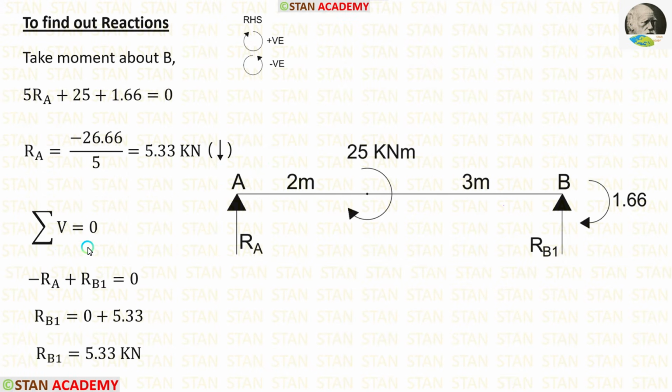Now let us apply the rule summation of vertical forces is equal to 0 and calculate RB1. In this span, there are two vertical forces, RA and RB1. We know that RA is acting downwards, so it should be negative. RB1 is acting upwards, so it should be positive. Here, let us apply the value of RA. In this way, we can calculate RB1, which is equal to 5.33 kilonewton.